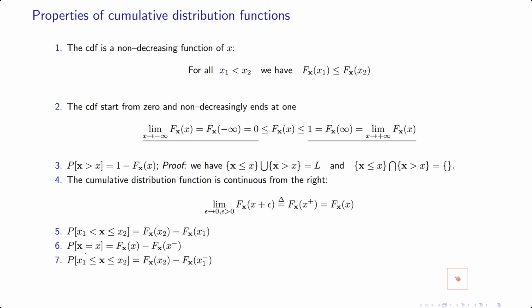If you have equality here, you compare property 5 and 6. If you have equality here, so here you put a limit from the left.